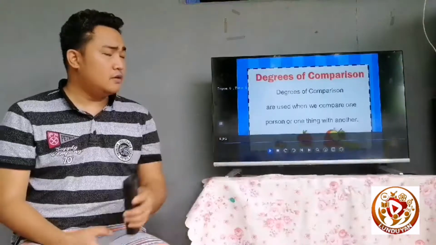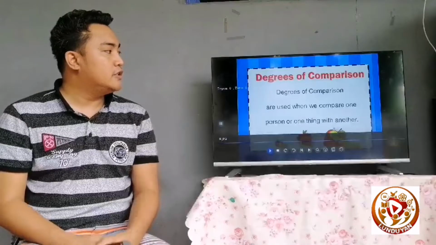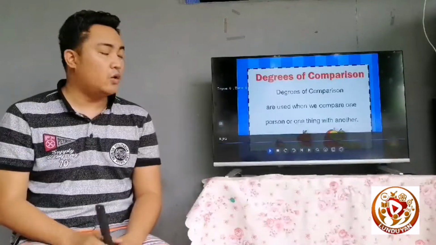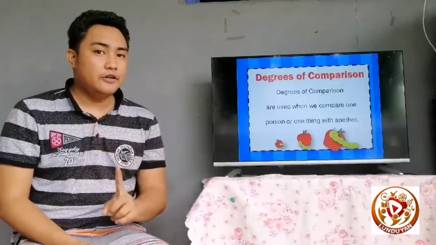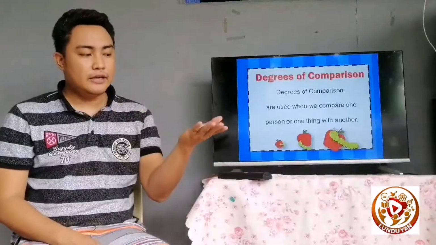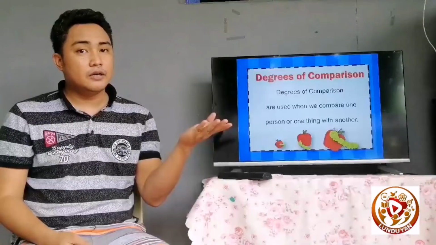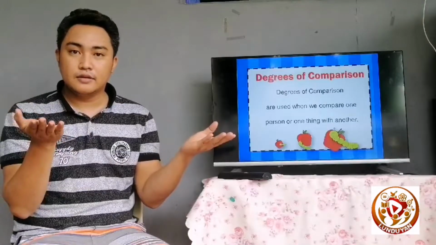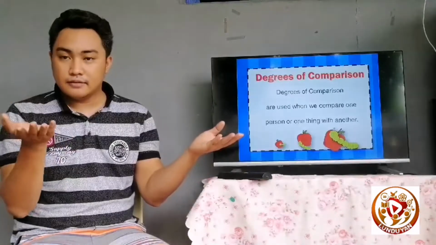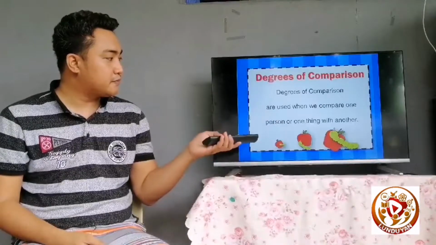So, of course, let's understand what a degree of comparison is. Degrees of comparison are used when we compare one person or one thing with another. You can never compare with only one thing. When you compare, there should be here and here. Let's say, for example, oh, this one is bigger than this one. Oh, the boy is taller than the other one. So it's very simple. Now let's continue.